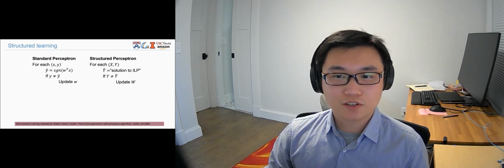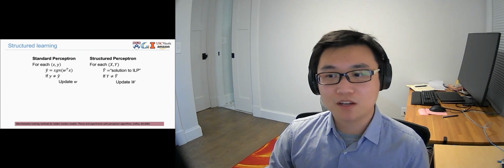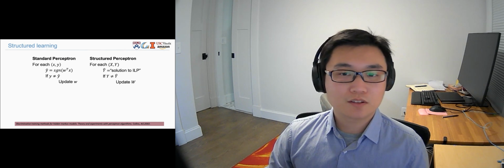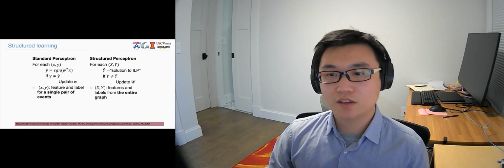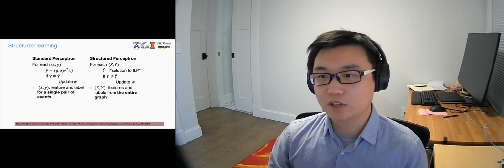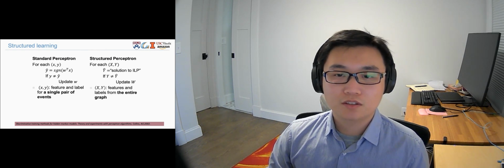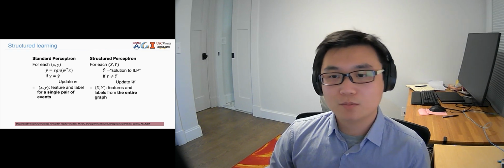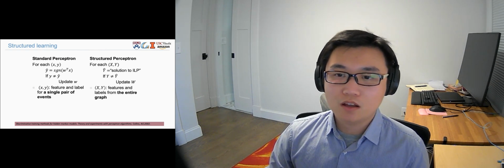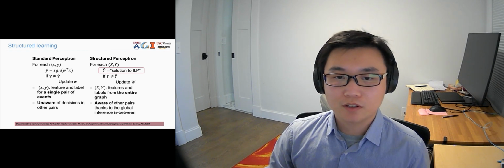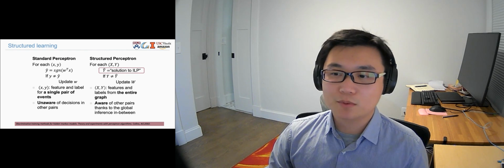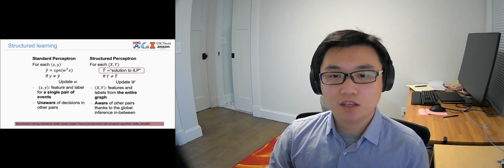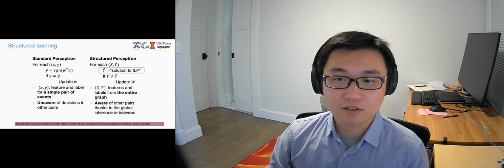This is a standard structured learning algorithm using perceptron to do a side-by-side comparison. The left is a standard perceptron, and the right is a structured perceptron. In local learning, an instance is a single pair of events, while in global learning, an instance is the entire situation, usually a paragraph, a document, or even multiple documents. Local learning is unaware of the decision in other pairs, while global learning is using a global inference in between, so it's aware of the entire graph. Note the idea that we can embed a global inference step into the learning iterations to form a structured learning paradigm is very general.